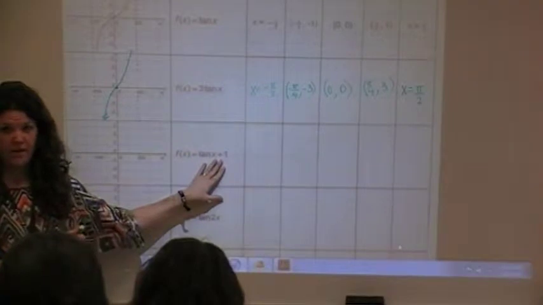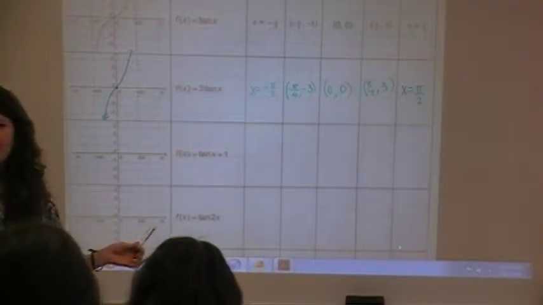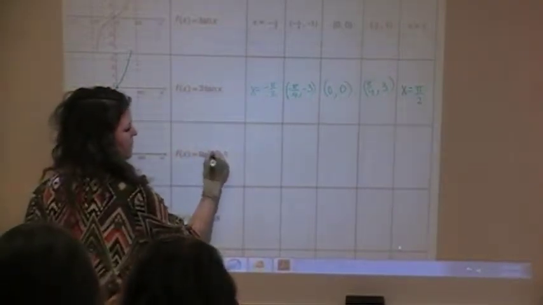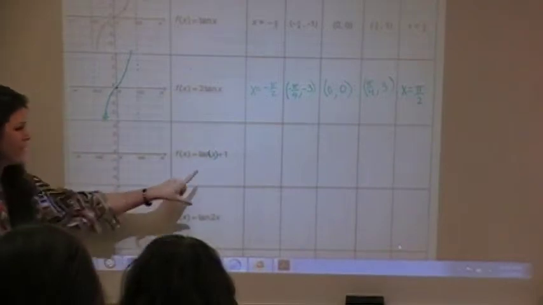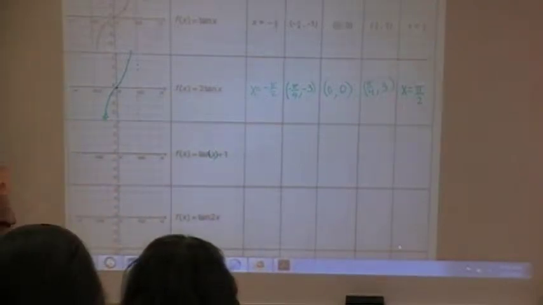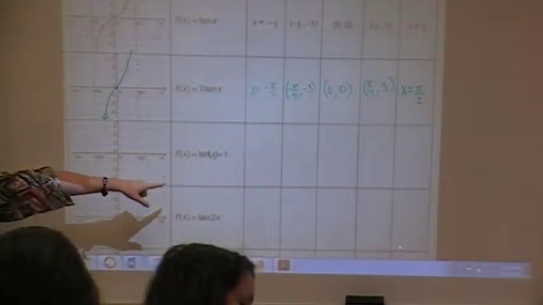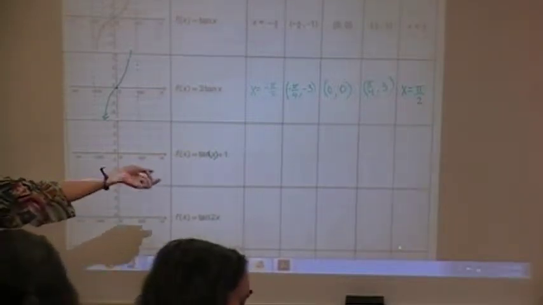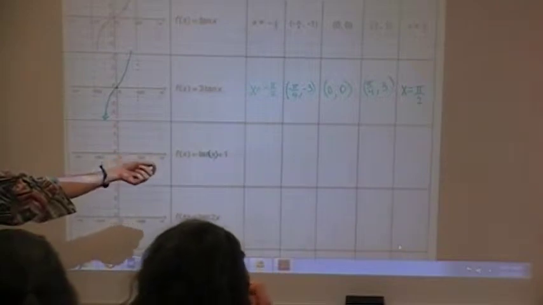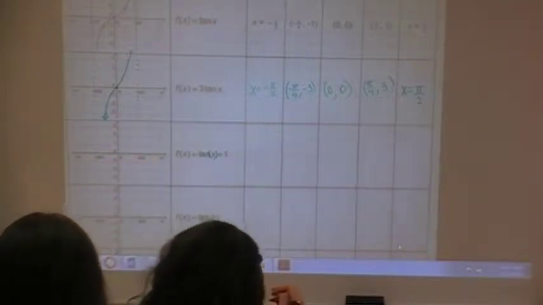Maybe. Okay, so on the next one, I have tan x plus 1. Now, I know they didn't write it this way, but really, if you were putting it in your calculator, you would do that. The parentheses are closed after the x and then the plus 1. So what kind of transformation is that? Horizontal or vertical? Vertical.